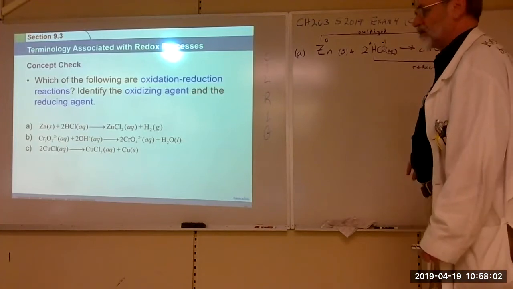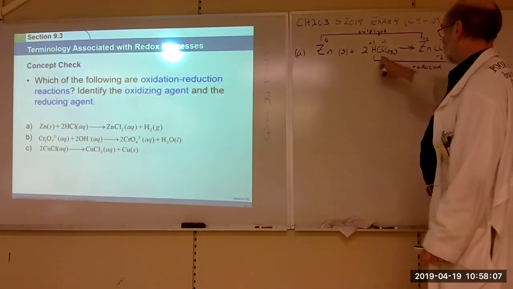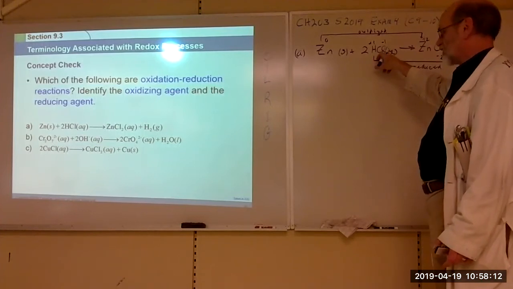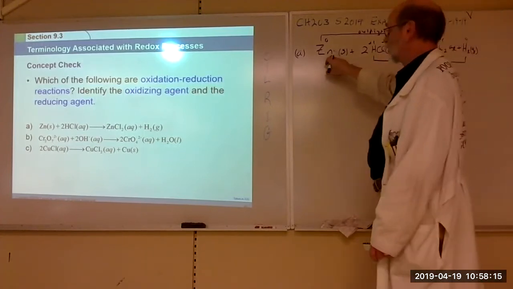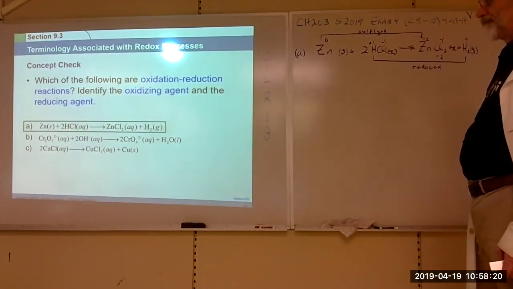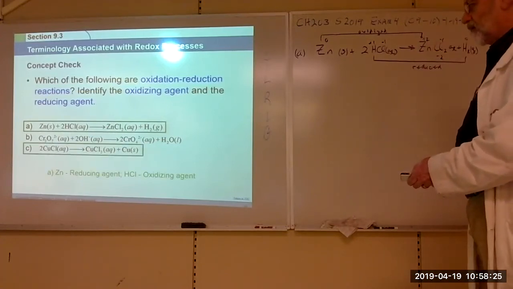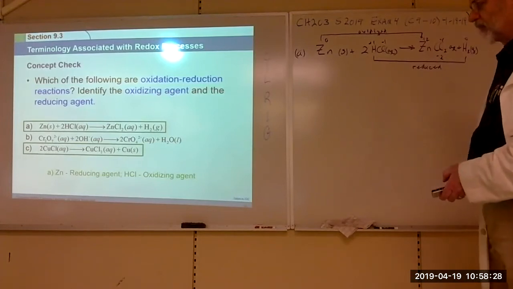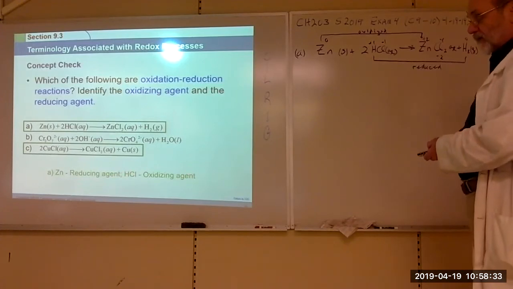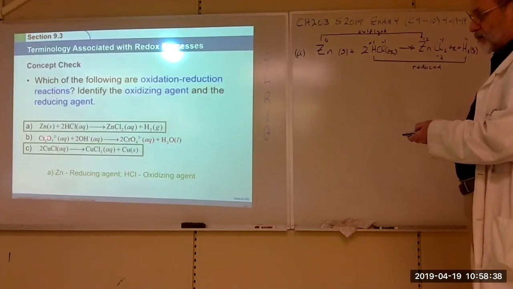Which one is the oxidizing agent? The one that's reduced. So hydrogen chloride or hydrochloric acid is the oxidizing agent. That makes zinc the reducing agent. Okay? Oops, gave that one away. Zinc is a reducing agent. HCl is the oxidizing agent. This one is not an oxidation reduction reaction.